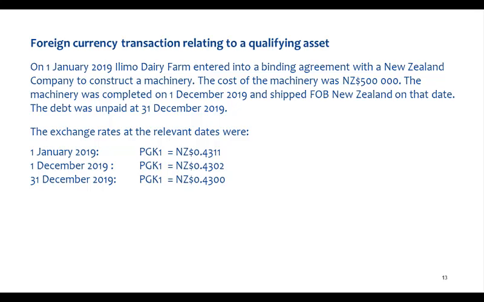Okay, we have 1st January 2019, we have 0.4311 New Zealand dollars per Papua New Guinea kina. And then we have 0.4302 New Zealand dollars per Papua New Guinea kina. And then on 31st December, we have 0.43 New Zealand dollars per Papua New Guinea kina.